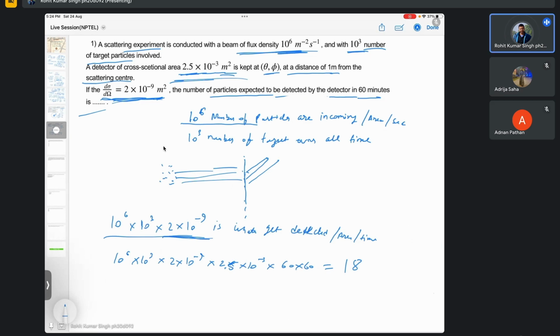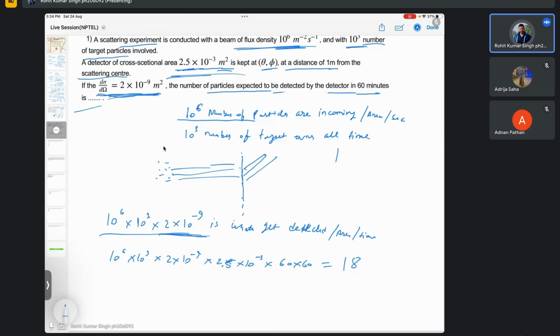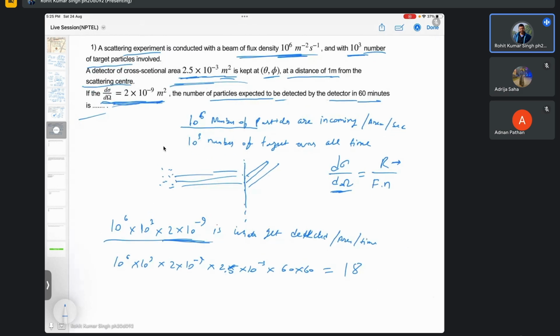So, yeah, this way you can also think about it, and then you have the formula that I wrote: d sigma by d omega equals r over f n. So you can put these numbers here. This is given, and you have to calculate this. Flux is given, and the number density. So the problem is this number. This is number density, but only the number of target particles is given.